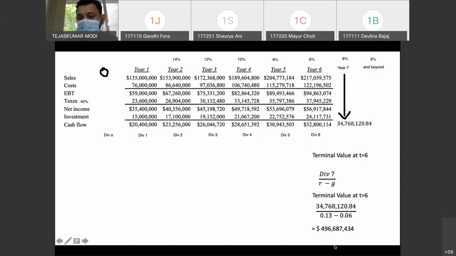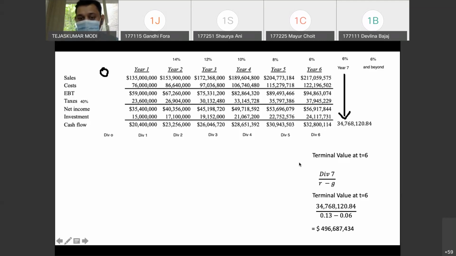34,768,120. And because it is growing at a constant rate, I will use the growing perpetuity formula. The cost of equity is 13% and the growth rate is 6%. So 496 million is the present value of all cash flows beyond time 6, beyond year 6, right? So this is one thing.